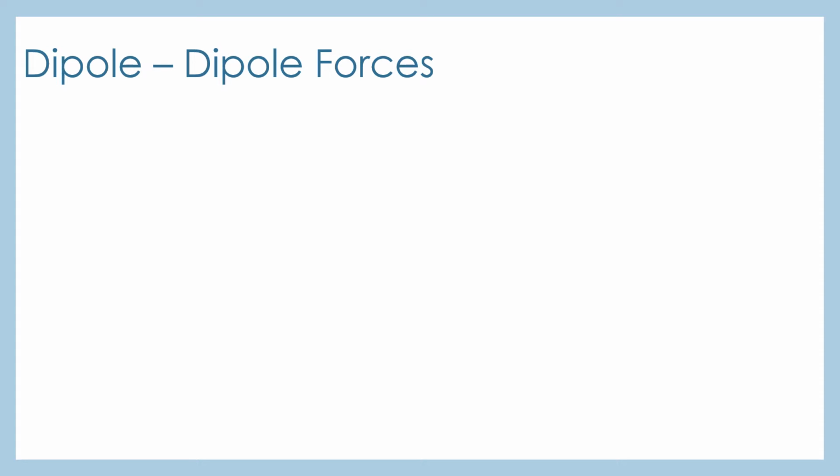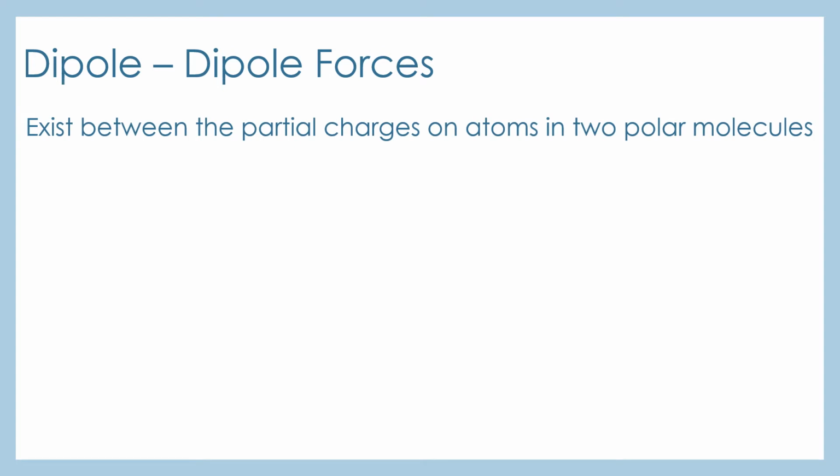Next, we're going to discuss dipole-dipole forces. And these exist between the partial charges on atoms in two polar molecules. And these can be two molecules of the same compound or two molecules of different compounds. So, for example, if we have chloromethane, two molecules of chloromethane are going to have an attraction between each other because this molecule is polar.